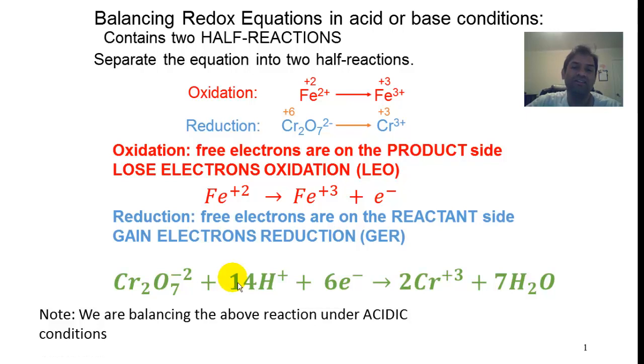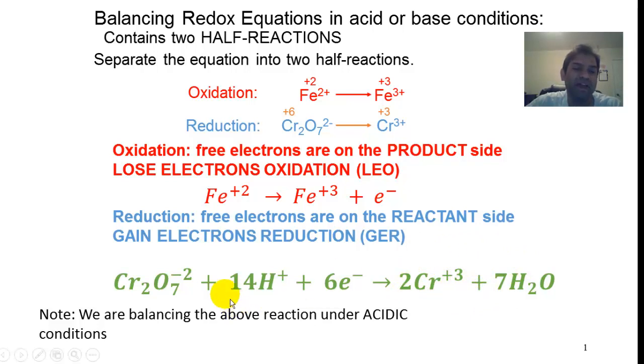But let's just take a look here at this half reaction. Look at the charge here. So we have minus 2 plus 14. Okay, I'm allowed to do H plus because this is under acidic conditions. So minus 2 plus 14 is 12. 12 minus 6 is plus 6. So we have a plus 6 on the reactant side. And 2 times 3 is 6. So we have a plus 6 on the product side. So we are charge balanced.